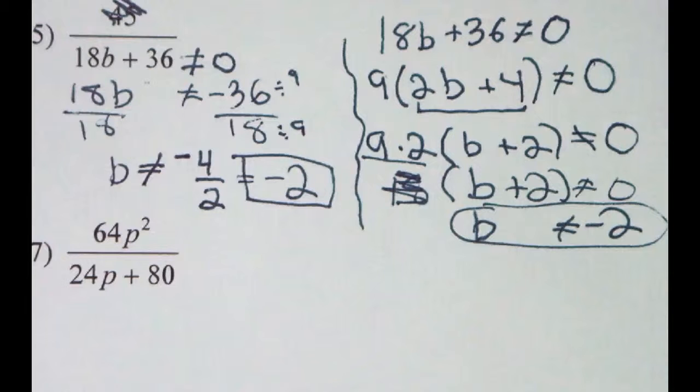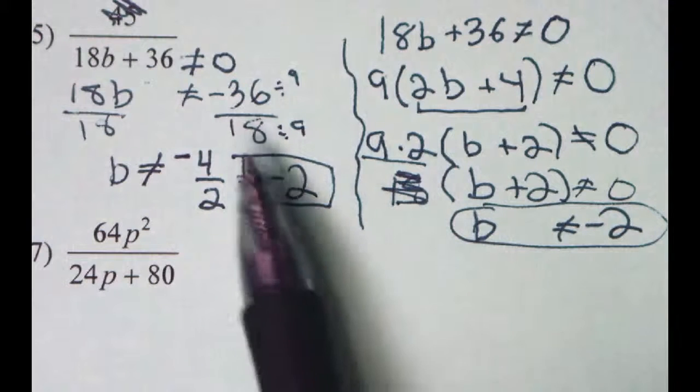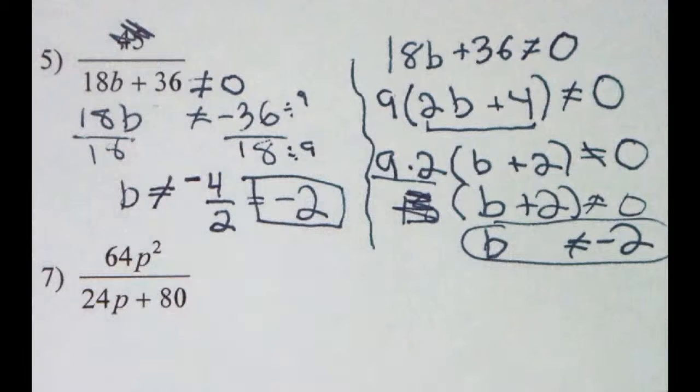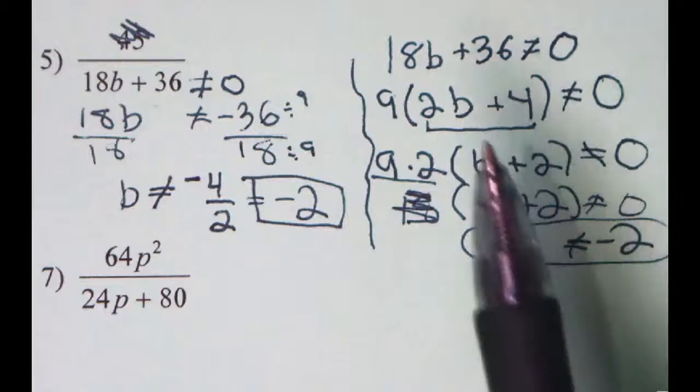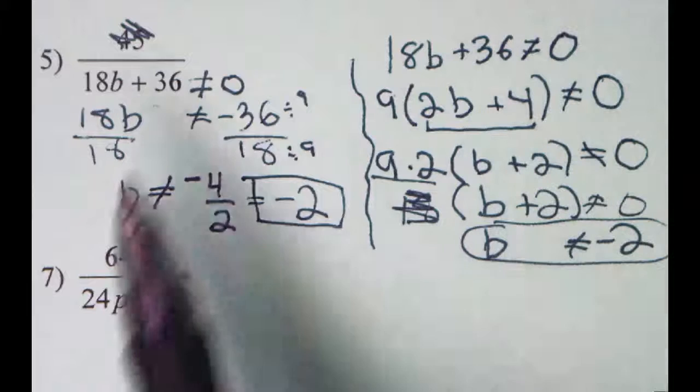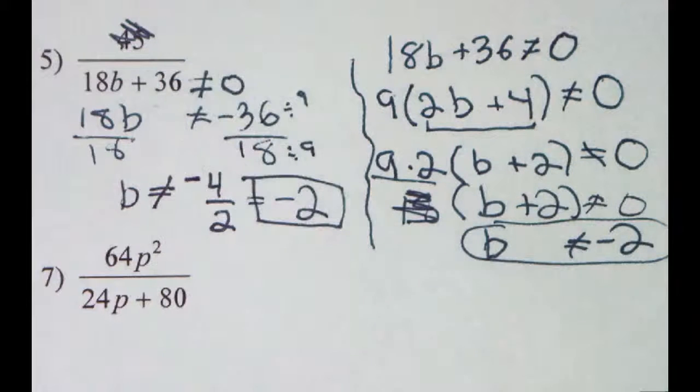Ask yourself, well, would you rather reduce negative 36 over 18 and do it that way? Maybe you like that. However, if the directions say to simplify and find excluded values, you would want to do the right-hand column, right? Because if you have to simplify, that means you might need to cancel. You can't cancel when it's in this format. So I'd say use both, depending on the circumstances.